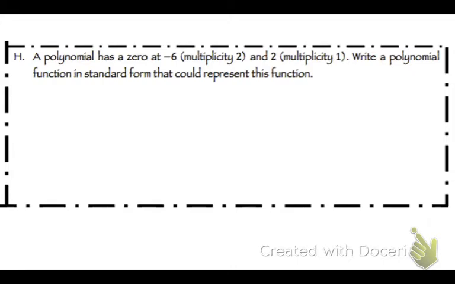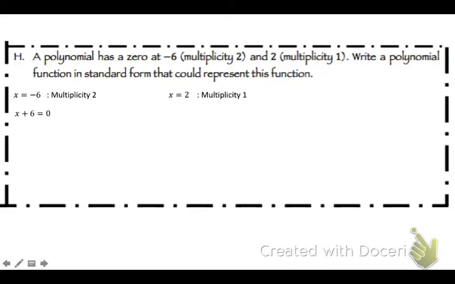Okay? Now this last one. A polynomial has a zero at negative 6 that has multiplicity of 2, and 2, which has a multiplicity of 1. We have to write a polynomial function in standard form that could represent this function. So x equals negative 6, multiplicity of 2, and x equals 2, multiplicity of 1.